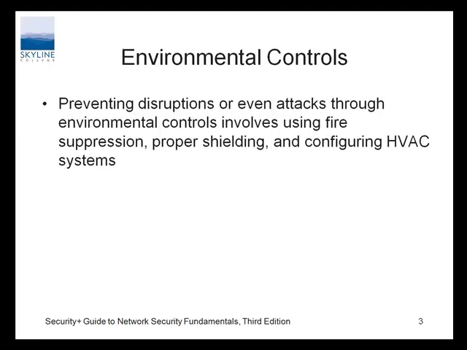So environmental controls prevent disruption, even environmental controls using fire suppression, proper shielding, and configuring HVAC systems. Fire suppression is a big deal, and they've got a nice table in there of a whole lot of different fire suppression systems, and they come up with, I think, a Class K. We've always had A, B, C, and D, and now we have a K, which is cooking oils, kind of a subset of B. The thing that you really have to think about in the IT world is what kind of fire suppressant you are going to use.